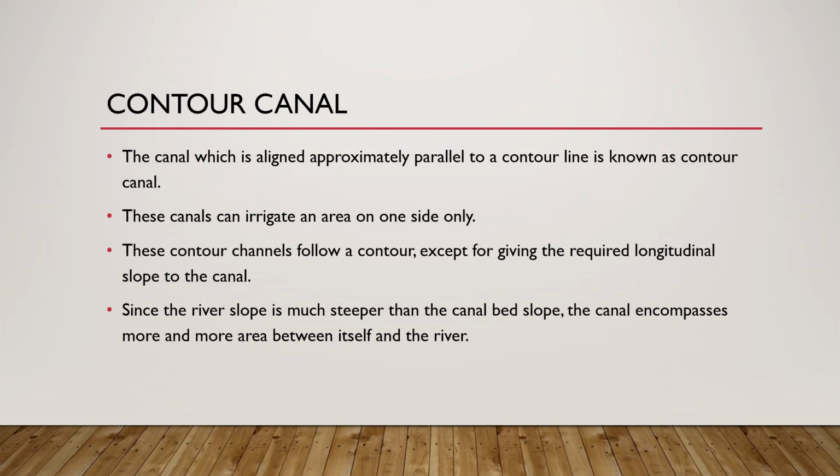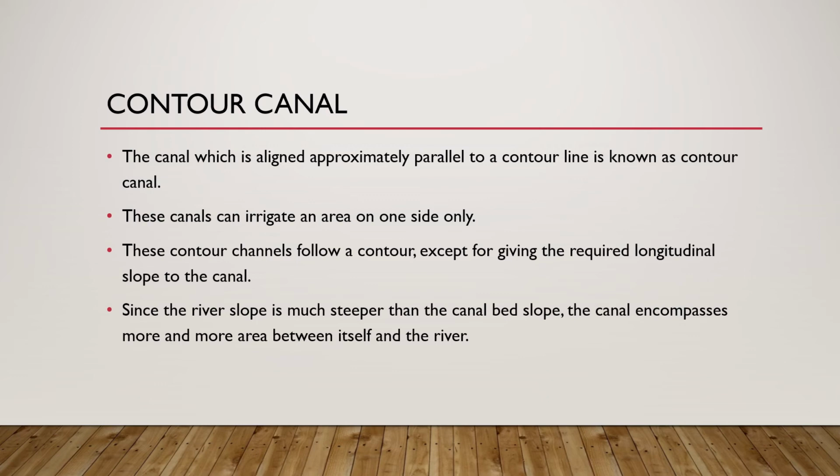Then, these canals can irrigate an area on one side only, which means that contour lines are generally uneven. If you see them, they look circular or cylindrical, but those lines are uneven. So you can irrigate only through one side.